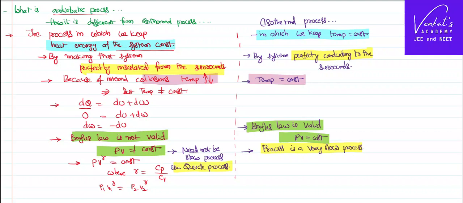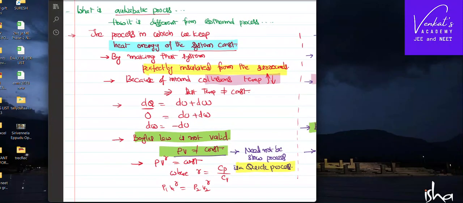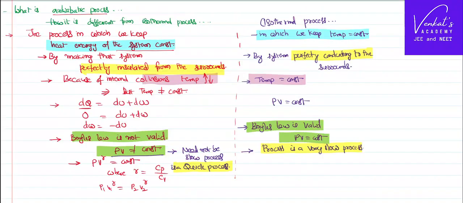In isothermal process, further, the temperature being kept constant, Boyle's law is valid. PV equal to constant. Whereas here, PV is not equal to constant. So in isothermal process, PV is constant. In adiabatic process, PV is not constant, rather PV power gamma is constant. That's how we can compare adiabatic process and isothermal process.